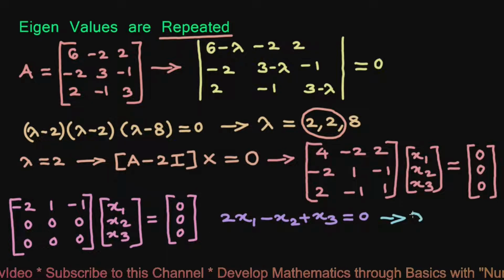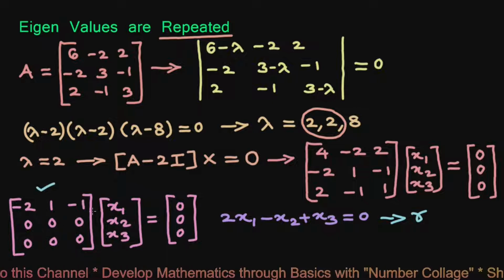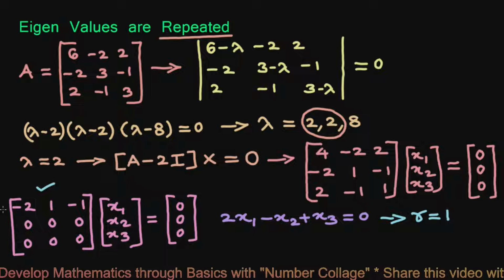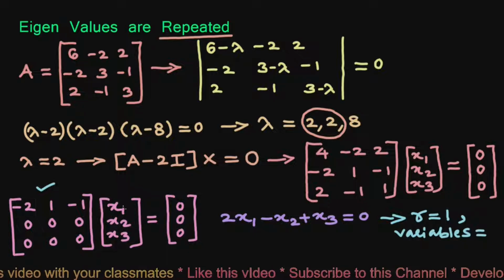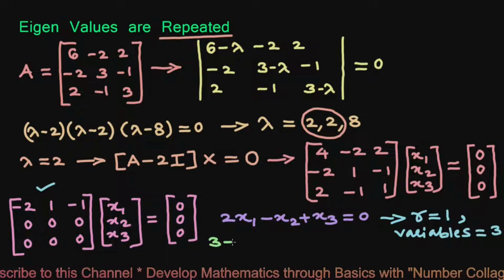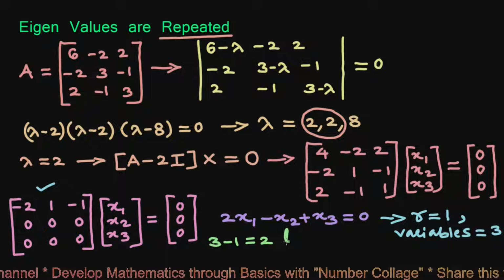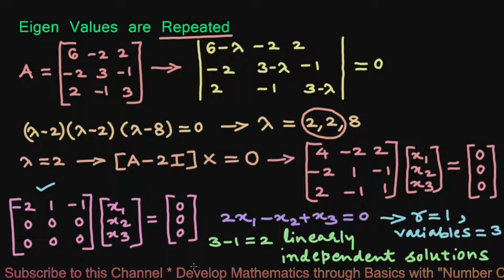Here the rank R of this coefficient matrix is equal to the number of non-zero rows, which is 1 because there is only one non-zero row, and the number of variables x1, x2, x3 is 3. Therefore there will be 3 minus 1, that is 2 linearly independent solutions. Those solutions we will find as follows.